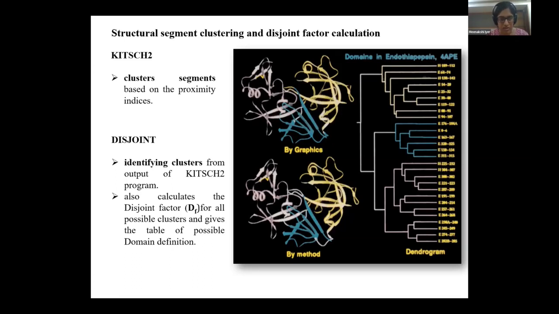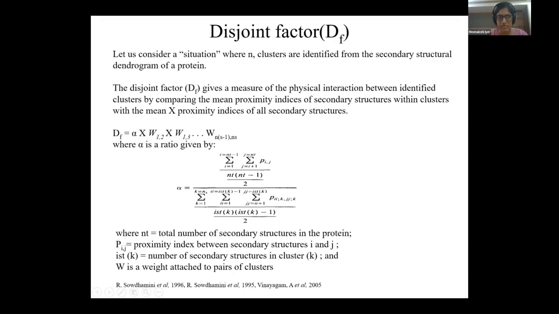So we will next look into what the disjoint factor is. Let us consider a situation where n clusters are identified using the Kish and the secondary structure dendrogram of the protein. The disjoint factor will give the extent of physical interaction between the identified clusters. So if there are, say, n clusters identified within a PDB structure, the disjoint factor will let us know the extent of interaction between each of these groups of secondary structures. And it is calculated using this formula.